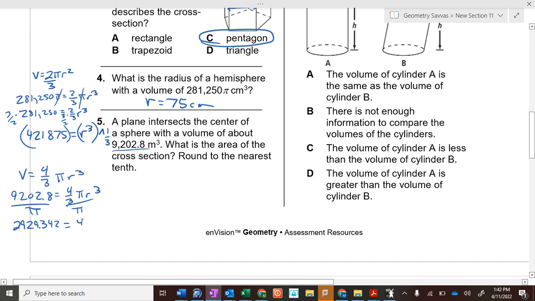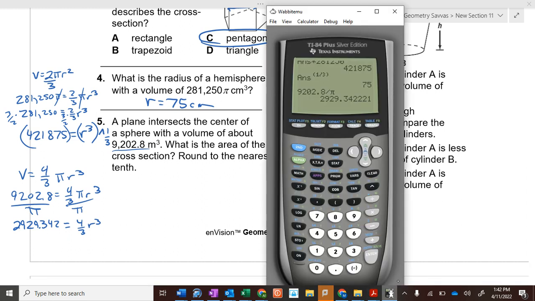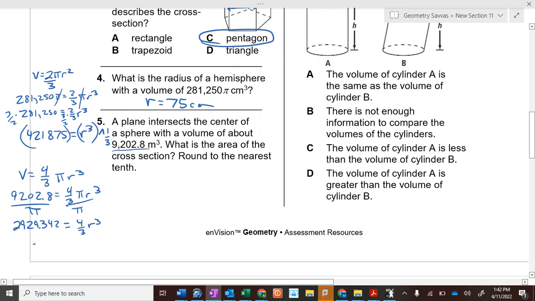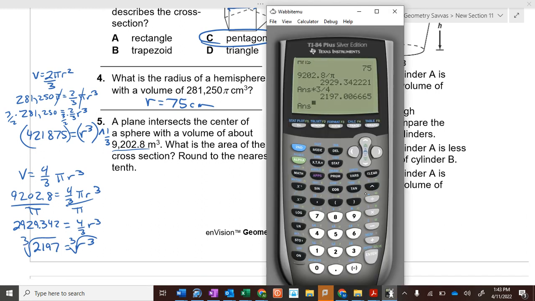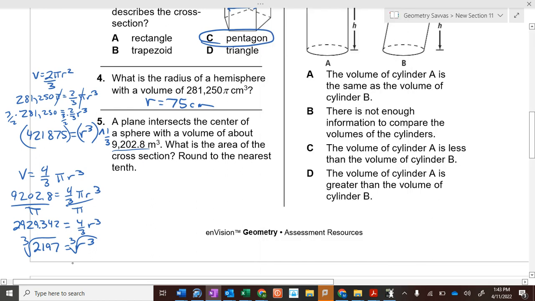Equals 4/3 r cubed. So if you take it times 3/4, 2197 equals r cubed, and then take the cube root. So you raise it to the 1/3 power. And you get r equals 13.